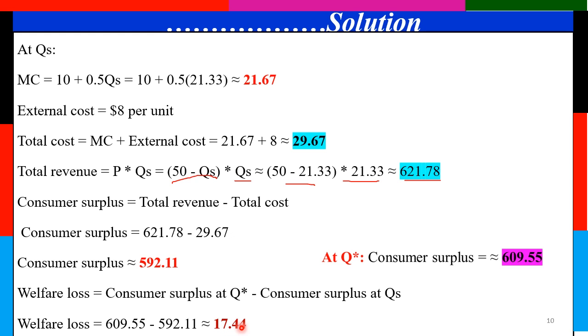So this is how you can calculate the socially optimum level, the market equilibrium level, and again how you can calculate the welfare loss or deadweight loss.